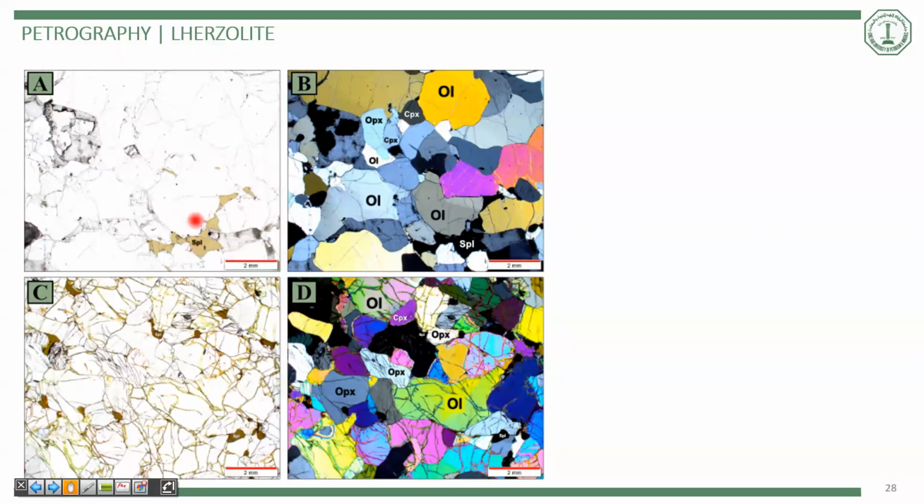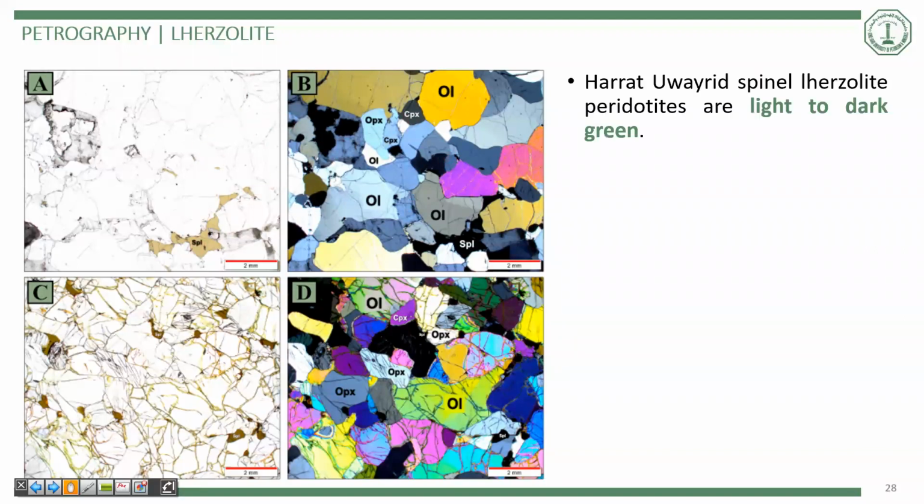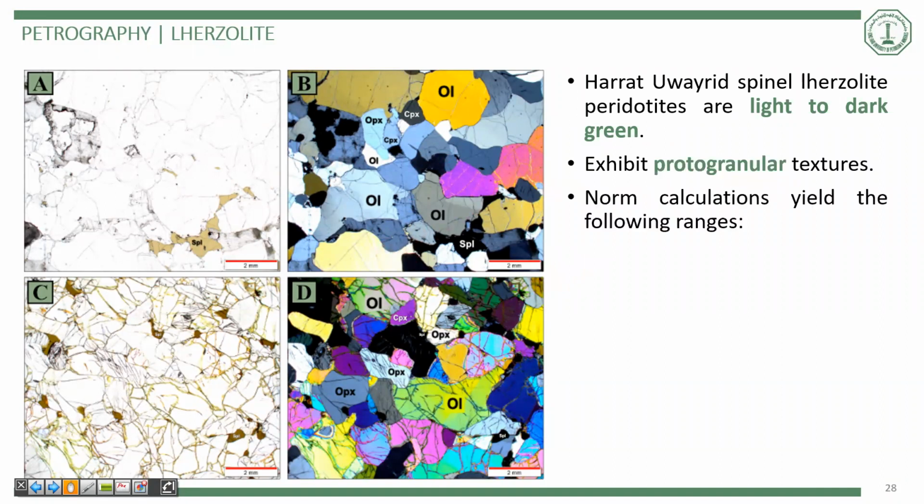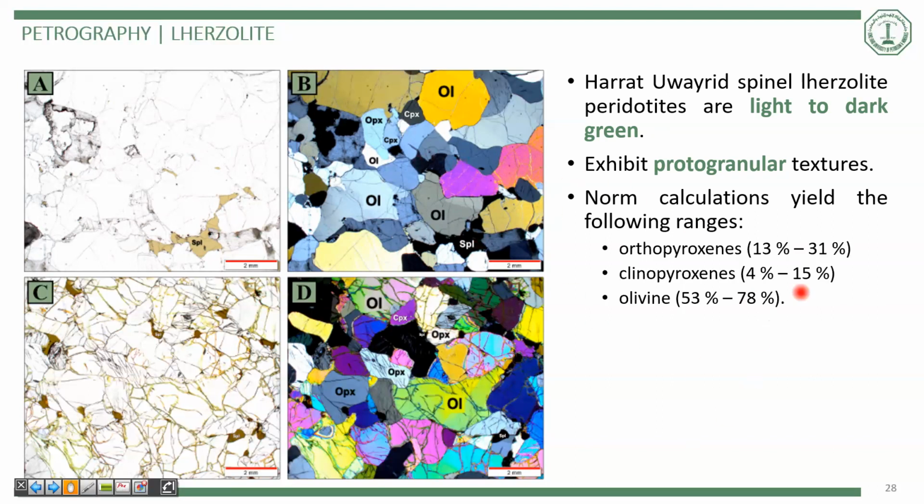Okay, so these are representative thin section images of the lherzolite. The lherzolites are light to dark green in color. They exhibit protogranular textures, and as you can see here, olivine, clinopyroxene, and orthopyroxene are present within the composition of the rock. And we have minor spinels, which are orange or brownish in color in the PPL. And norm calculations from the major elements produce these percentages of the minerals.